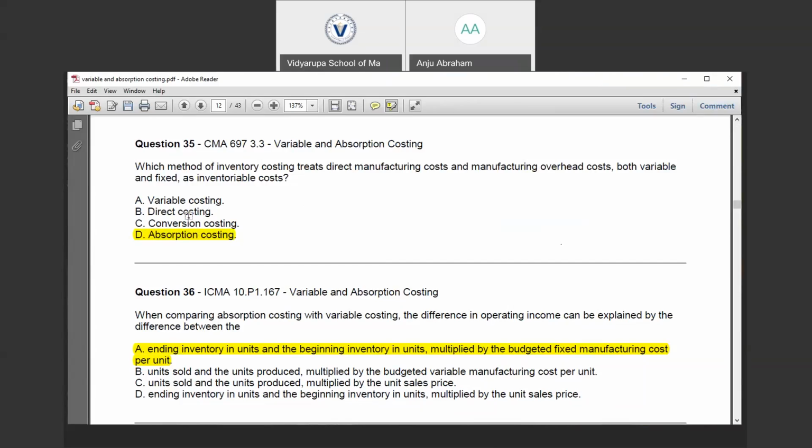So variable costing and direct costing are the same. In variable costing and direct costing, only variable manufacturing costs are treated as inventoriable cost. Conversion costing means we only treat direct labor cost and manufacturing overhead, so we do not treat direct material cost as part of conversion costing. In absorption costing, both fixed and variable direct manufacturing cost and manufacturing overhead cost are treated as product cost. So the answer is option D, absorption costing or full costing.